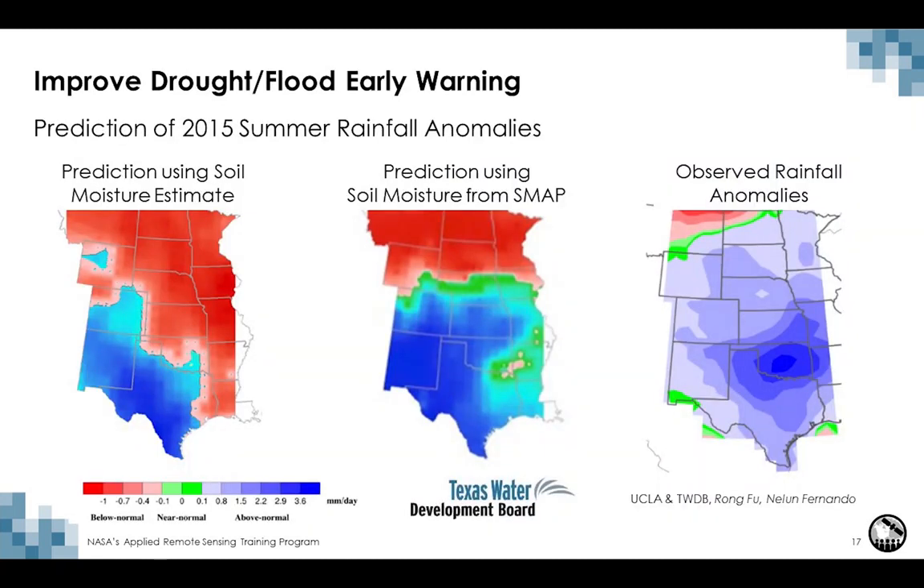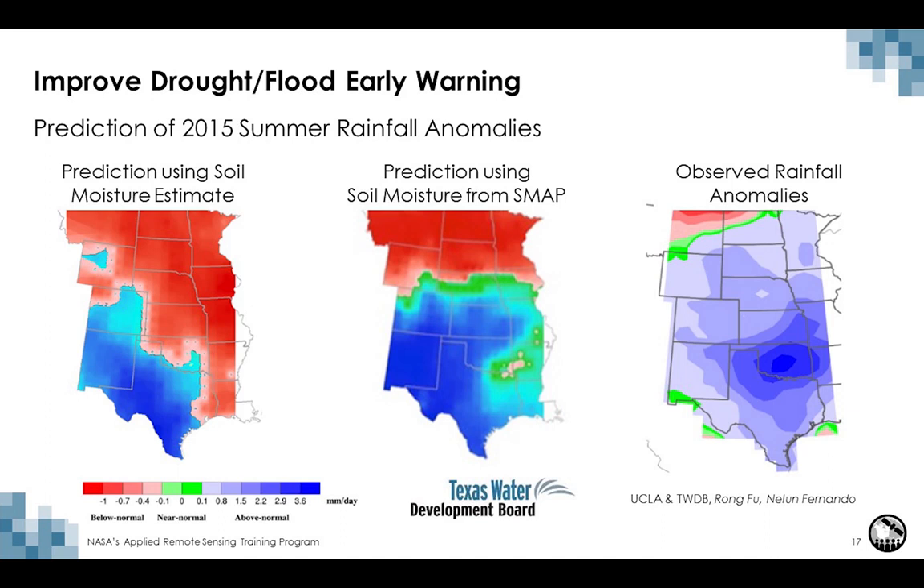So this example shows the improvement of drought and flood early warning with SMAP data, and this is work done by the Texas Water Development Board and UCLA. This is the prediction of 2015 summer rainfall anomalies, and the colors here, the red indicates below normal, green indicates near normal, and the blue indicates above normal. So these are millimeters per day.